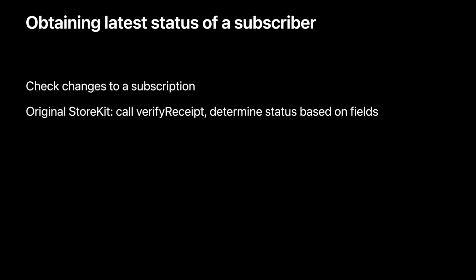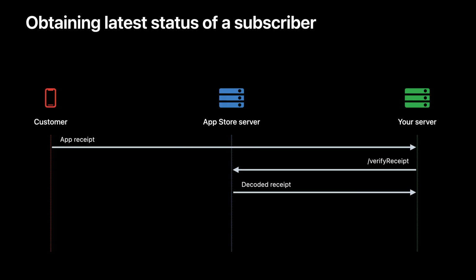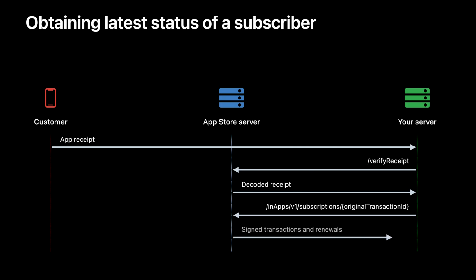Now, with the App Store Server API, the Get All Subscription Statuses endpoints can be called to obtain the latest status of a subscription, with the status field containing the current status, as well as the latest, most up-to-date signed transaction and renewal information. Let's look at a flow of how you could execute on this. First, for any decoded receipt that you have, you can obtain the original transaction IDs from it, just in the way that I showed previously. Then you can call the Get All Subscription Statuses endpoint for that original transaction ID, which will return the latest signed transactions and renewals for that transaction.